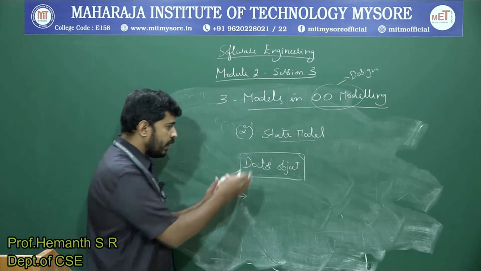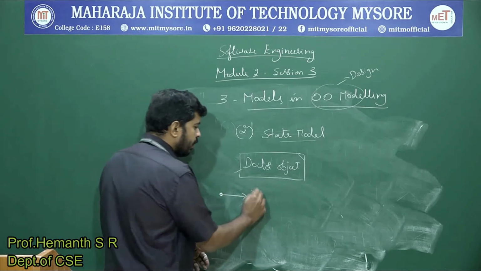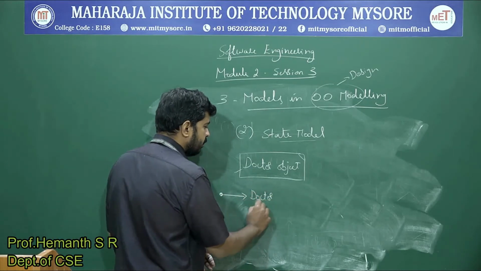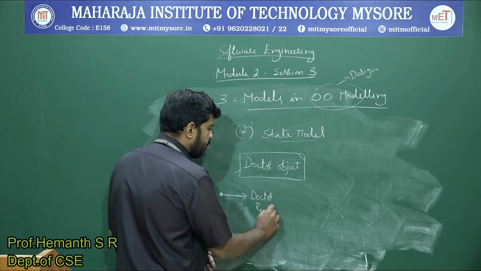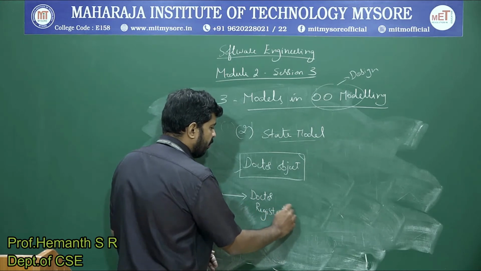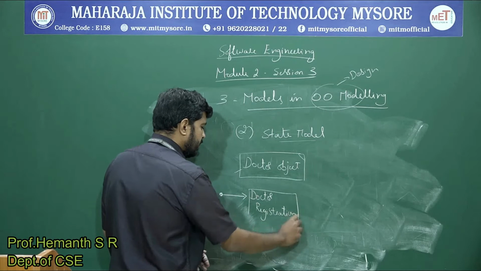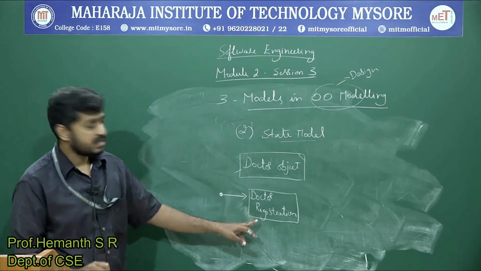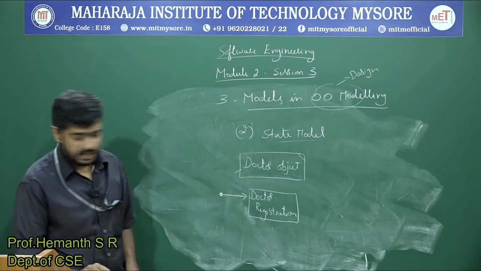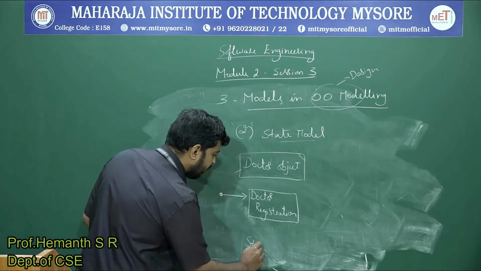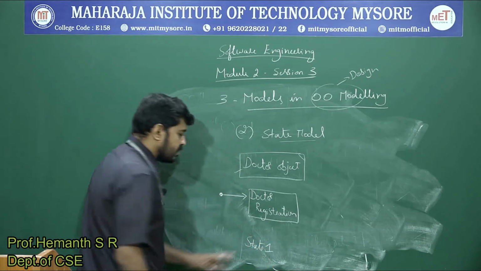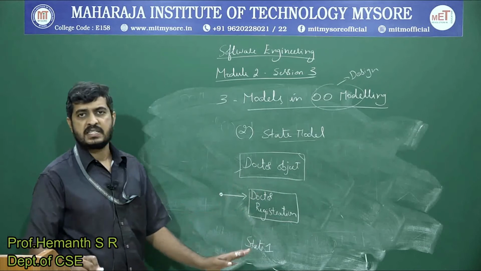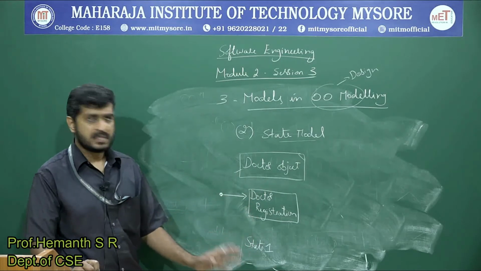Okay. A new doctor has been appointed. Maybe he would register his details. Okay. He is registering his details. So the doctor object is in one state. We will call it state 1. State 1 of the doctor object in this example is that he is registering his details.